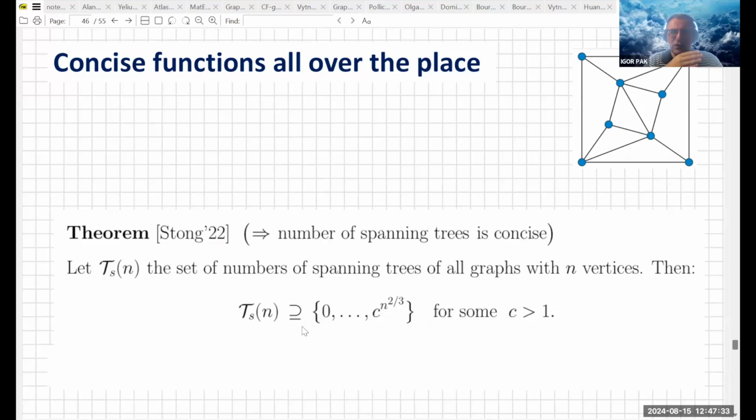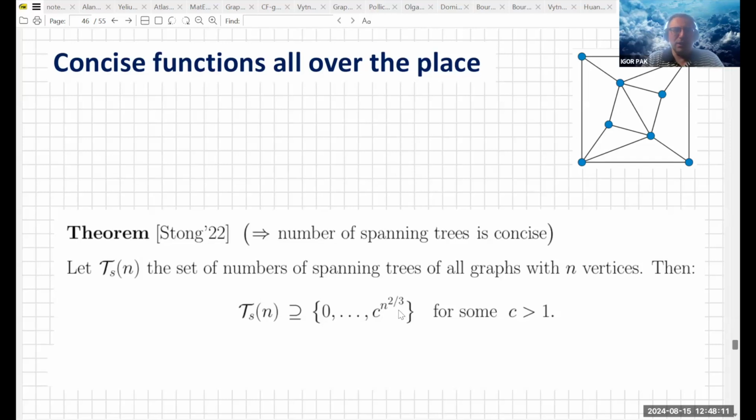And just to finish this chain of thought, we also need a similar result for the number of spanning trees. So one can define T(n), the number of spanning trees of all graphs with n vertices. It was proved very recently by Stong that this is an exponential set. This is a completely independent event, which also happened right before our paper was started. So he proved roughly c to the n to the 2/3. So it's again exponential growth.